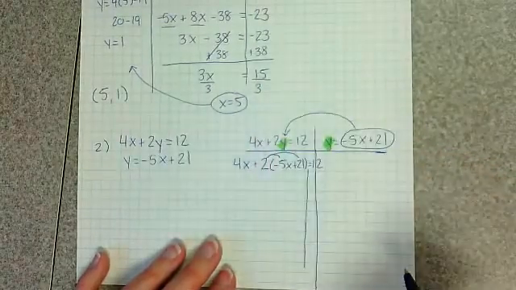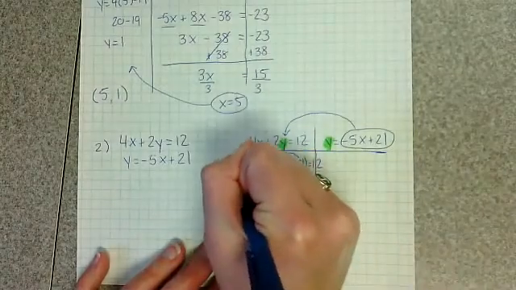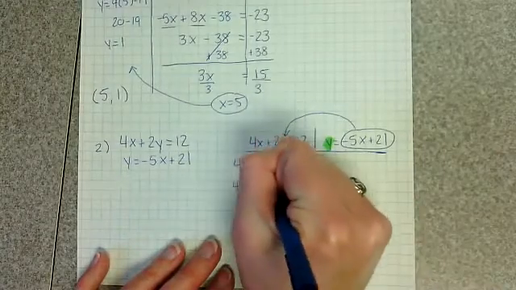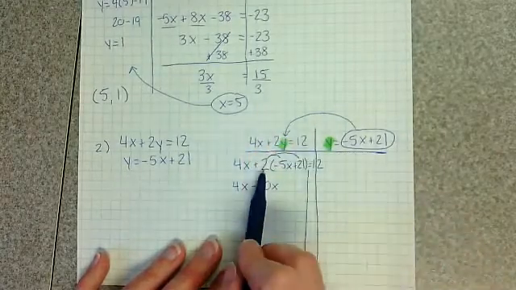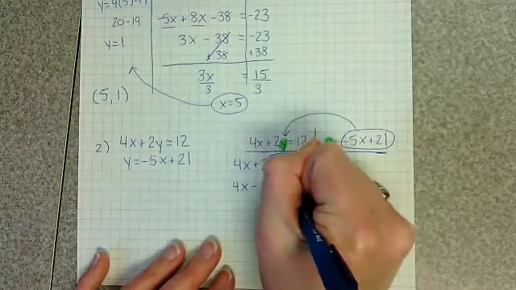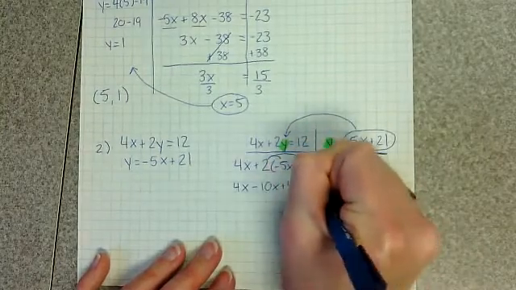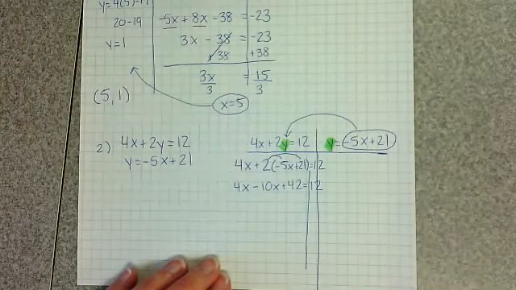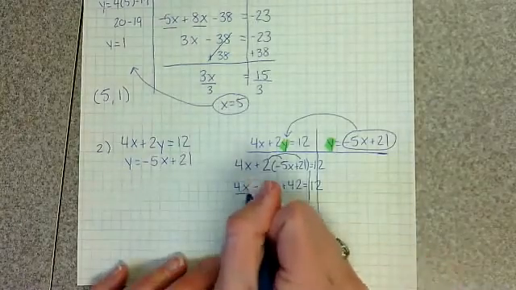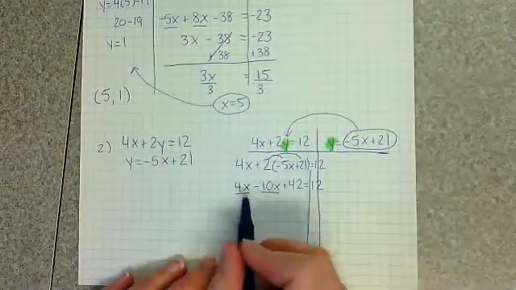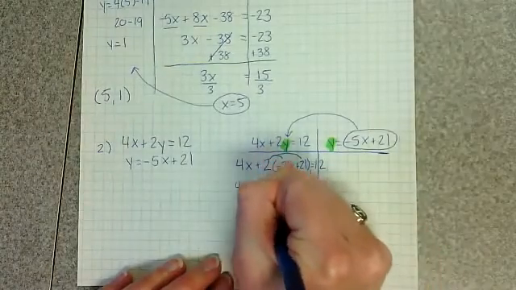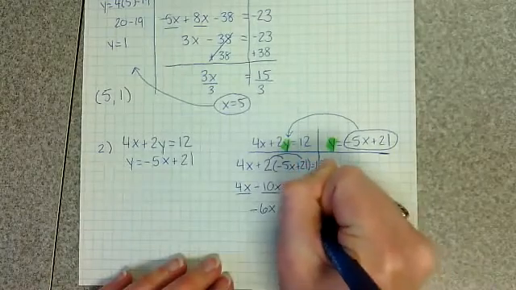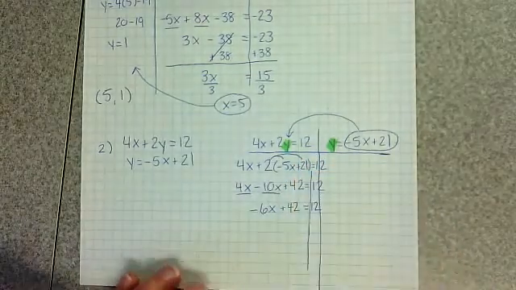Distribute, distribute. So I still have 4x. 2 times negative 5x gets me negative 10x. 2 times 21 would get me to a positive 42. And I still have equals 12. Put together my like terms. 4 minus 10 gets me to negative 6x plus 42 is equal to 12.